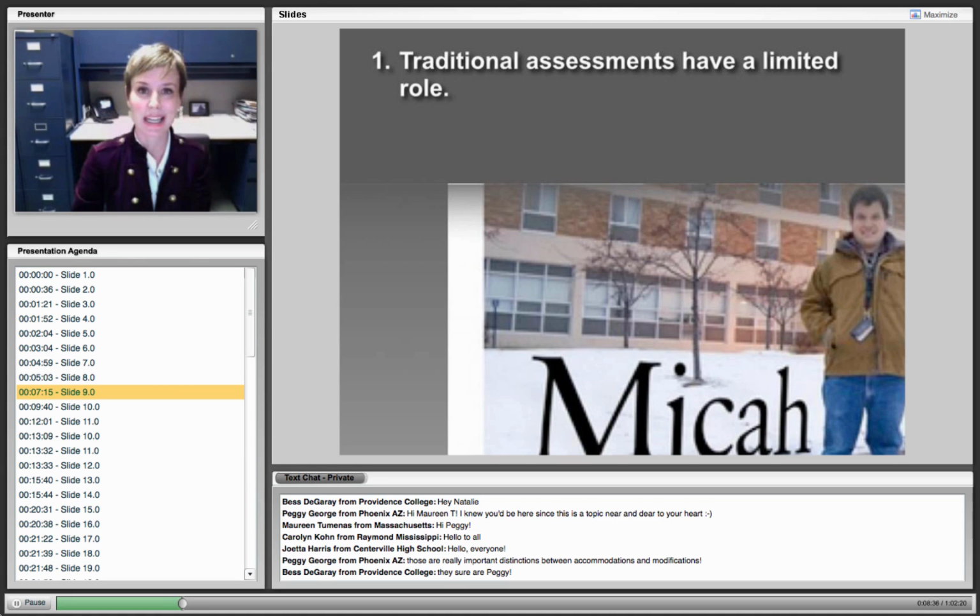And this is Micah when he was college age. He asked his family, he wanted to go to college. He wanted to have a college experience. Now, because of Micah's disability, he was not eligible to be a degree-seeking student. He did not meet the requirements for college entry. As many students with more significant disabilities, that's the case.